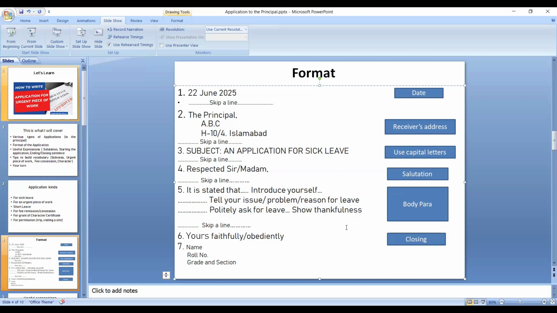So after completing the body paragraph, again, you are to skip a line, and finally, you are there to close your application. So you may close with "yours faithfully" or "yours obediently." One common mistake that usually our students make is they put a comma in the "yours." So you can see there is no comma. Yeah, you can write down a comma after "faithfully" or "obediently." Finally, just provide your name, your roll number, grade, and section.